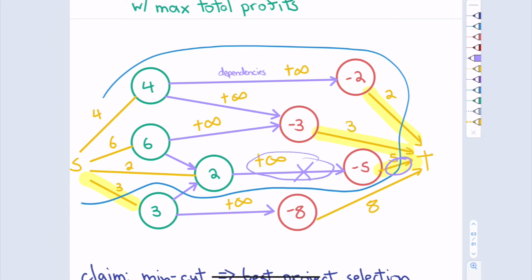That would kill you. So by giving maximum possible capacity to the dependency edge, I make sure my S-T cut never breaks the dependency, so to speak. It'll never take an edge and split up dependent projects. So ultimately the projects I'm going to take are the ones that are on the S side of the minimum S-T cut.